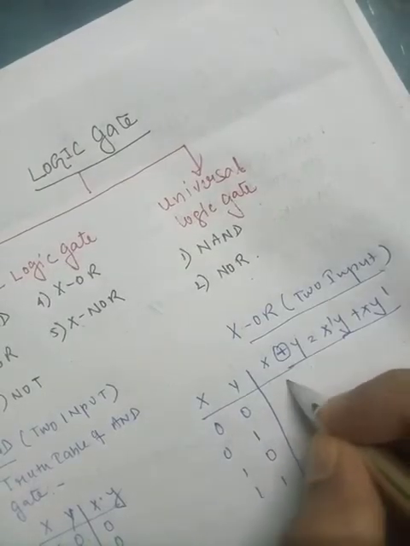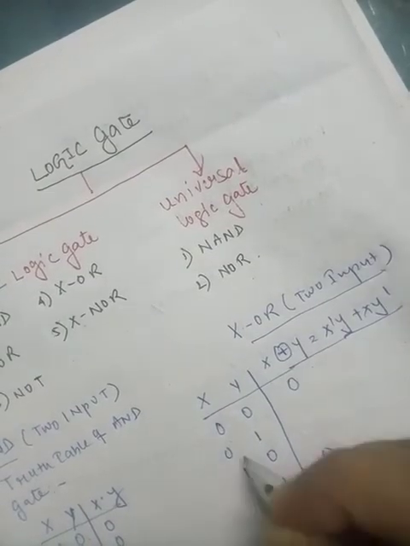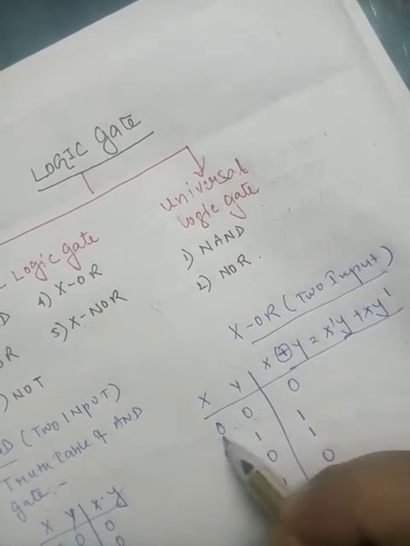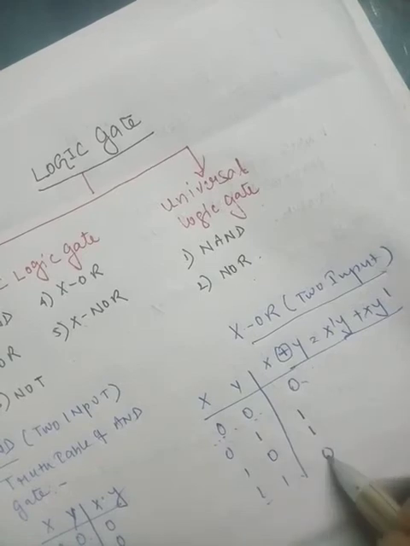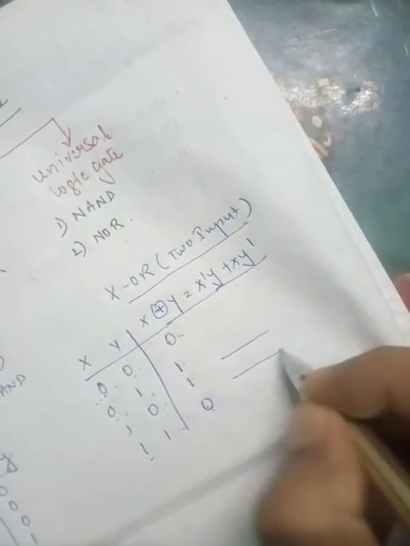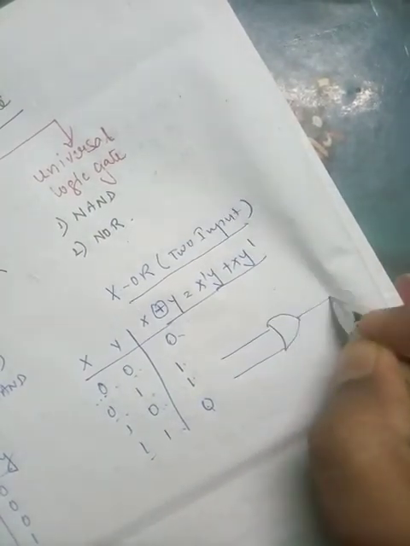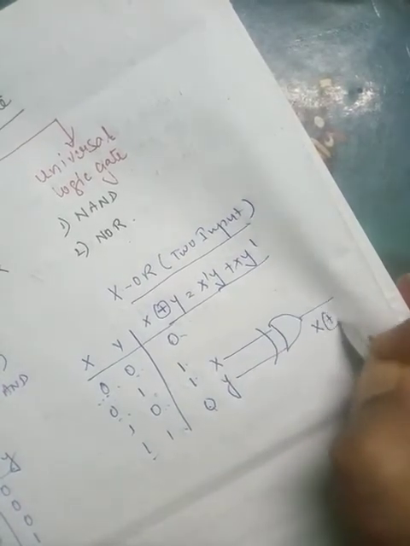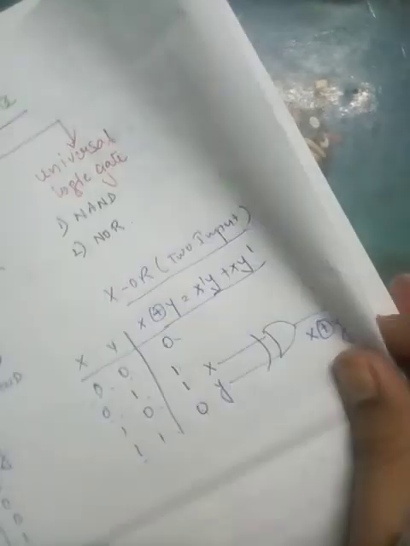The outputs are 0, 1, 1, 0. Always remember that if the input is the same, the output is 0. If there is a change in the input, the output is 1. Now what will be the diagram of this? Just like the OR gate, but there will be another extra, x XOR y. Practice it.